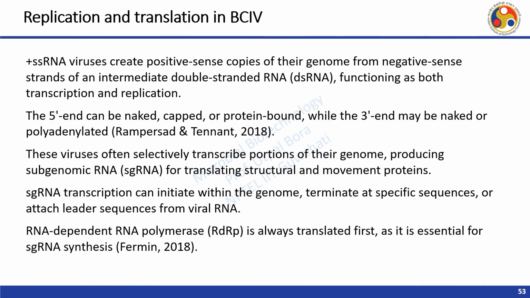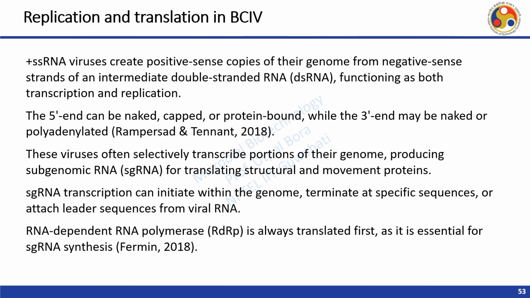How does replication and translation happen in Baltimore class 4 type of viruses? So, these positive single stranded RNA viruses create positive sense copies of their genome from negative sense strands of an intermediate double stranded RNA, functioning as both transcription and replication.